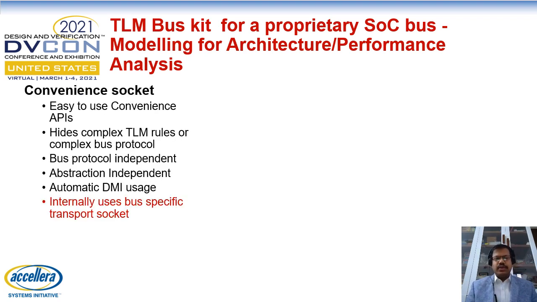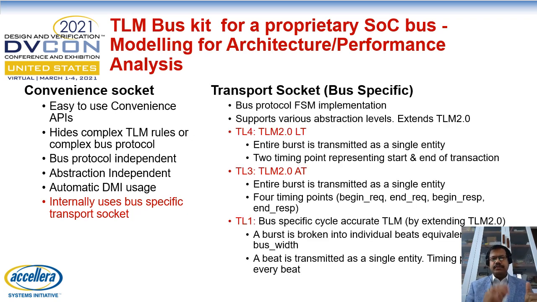So let's look at how this can be achieved. This is achieved by creating a convenience socket so that the user facing APIs remain the same irrespective of which protocol you decide to use, or irrespective of which level of abstraction you decide to use. So thereby you are preserving the user facing code from any changes. So within the convenience socket, we instantiate a transport socket. Now this transport socket implements the bus specific FSMs.